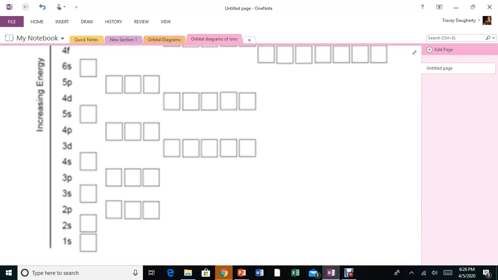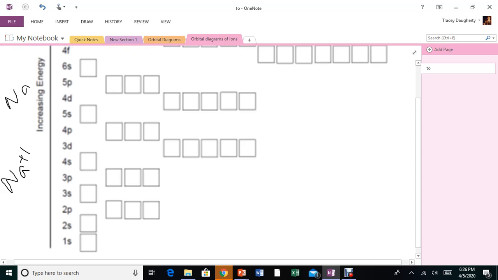So, one of your problems on your homework is sodium with a +1 charge. And if we had neutral sodium, looking on the periodic table, our atomic number is 11 for neutral sodium, but this is sodium with a +1 charge. That +1 means that we have lost electrons, in this case 1 electron. So, sodium +1 has 10 electrons.